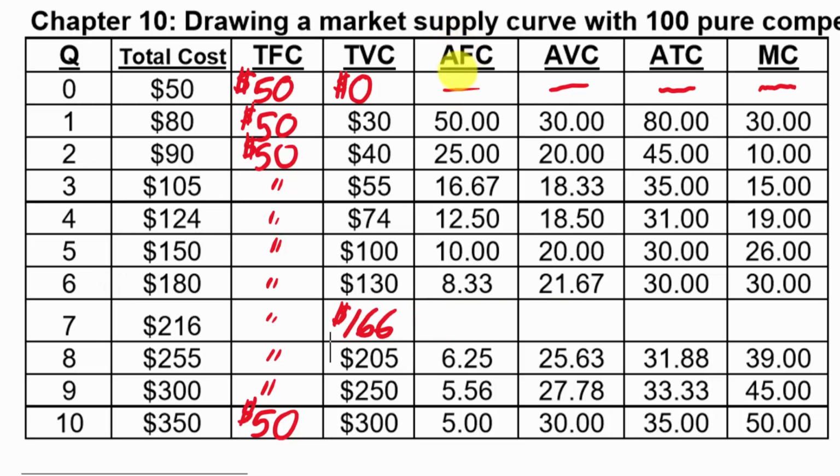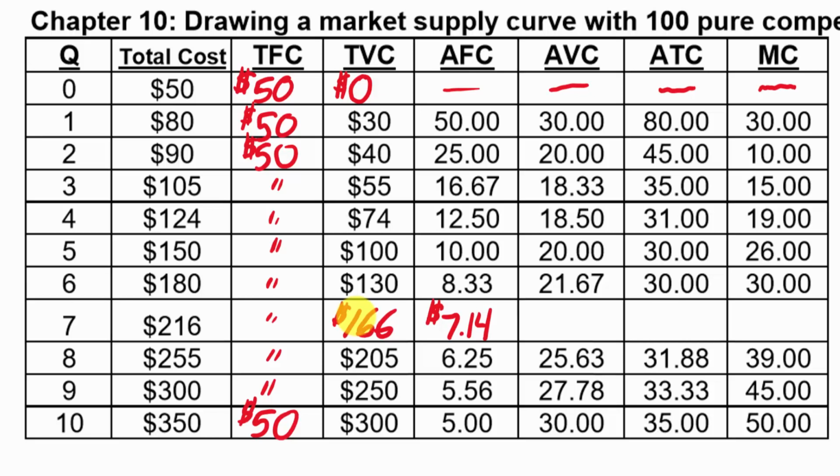Average fixed costs. We just take the 50 and we divide it by the number of units we're producing. So it's always 50 divided by 1, 2, 3, 4, 5, 6, 7, 8, 9, 10. Here we want $50 divided by 7. So $50 divided by 7 gives us, you do it along with me, $7.14.